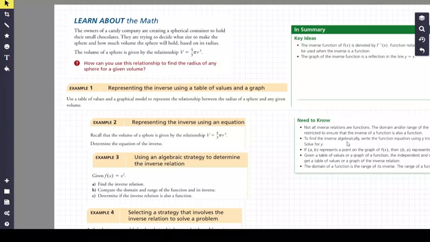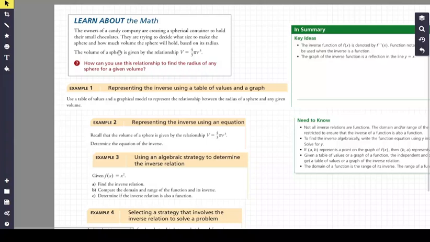So, we have this example here. The owner of a candy company is creating a spherical container to hold their small chocolates. And they're trying to decide what size to make the sphere and how much volume the sphere will hold based on its radius.